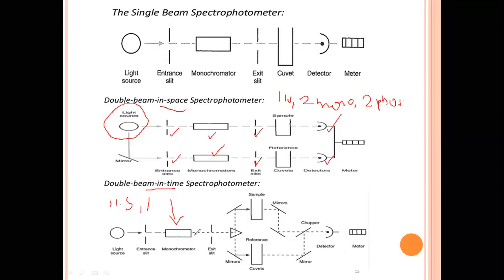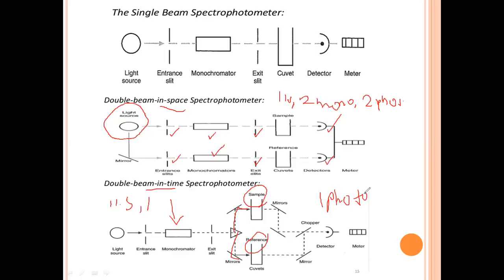However, the light coming from the monochromator, by using a chopper or a light splitter rather, splits the light wherein one beam passes through the sample and the other beam passes through the reference, the control, or the standard solution. And at the same time, to differentiate that from the double beam in space, your double beam in time also has one photodetector. Okay? So, nag-i-split lang yung light nila.